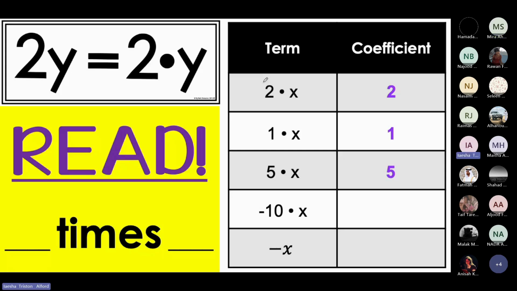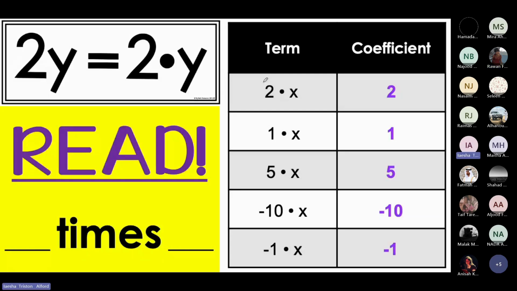Negative 10. The next one, I have negative x. Anybody can read that one? Try again. Negative 1 times x. Correct. Negative 1 times x. So what is our coefficient? Negative 1. Okay.